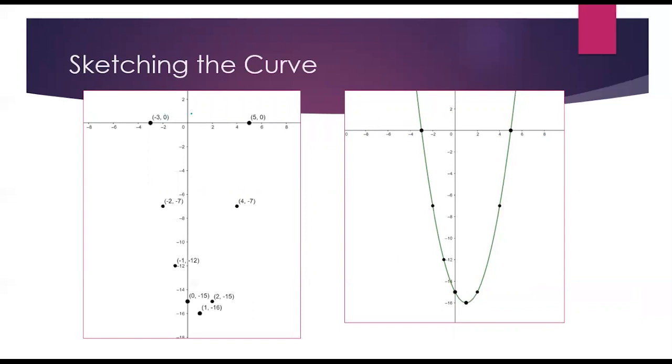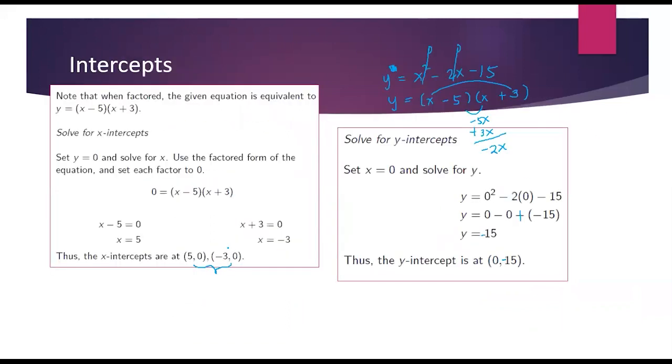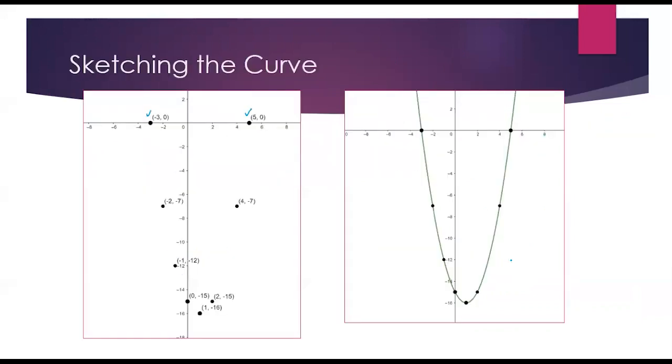We have negative 3, 0, and then we have here 5, 0 for our x-intercepts. And then the other one, remember that your y-intercept would be at 0, negative 15. So you have 0, negative 15 here. This one is your x-intercept. We have 2 points here: this is your y-intercept, and then I have here your x-intercepts.